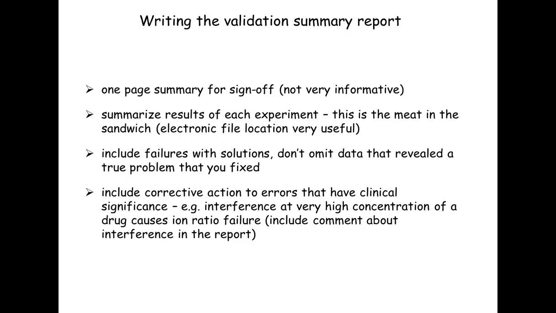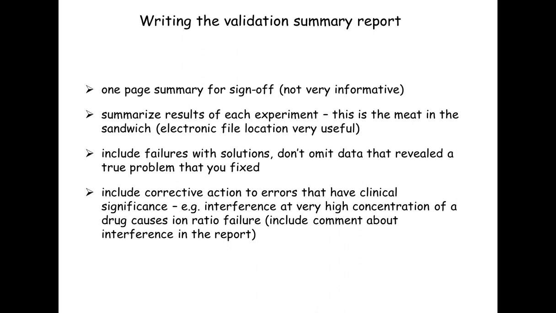So now that you've done all this hard work, it's time to write your validation summary report. So usually the lab director signs off on kind of a one-page summary, but that's not really very informative. So it's helpful to put together a validation summary that summarizes the results for each experiment that we've just discussed. And this is basically the meat in the sandwich. And you can also, at the bottom of the sheet of paper, put the electronic file location. And that's very useful because then you can go back and find it much more quickly.